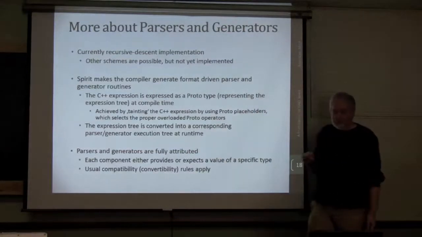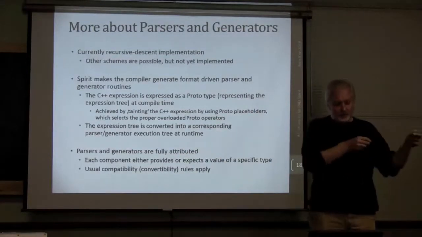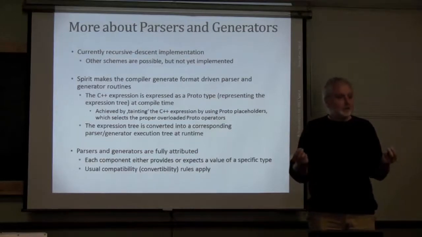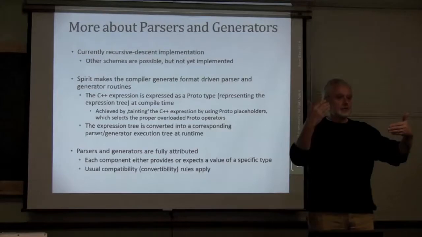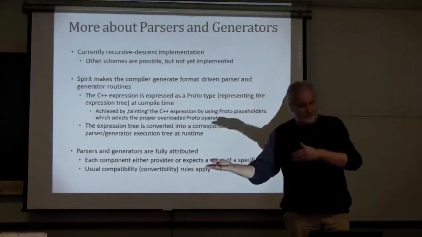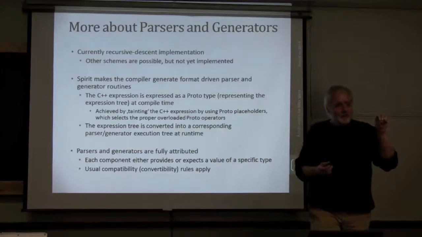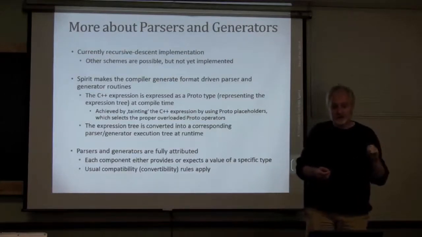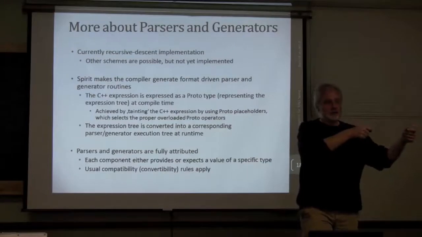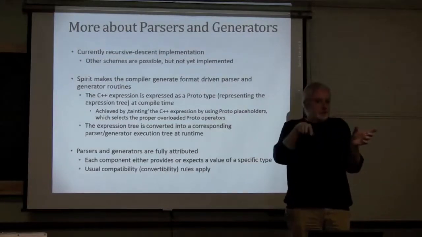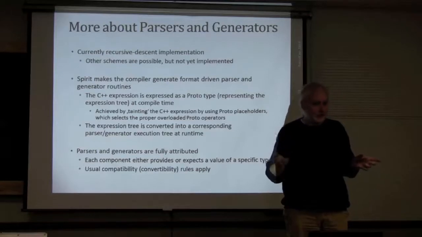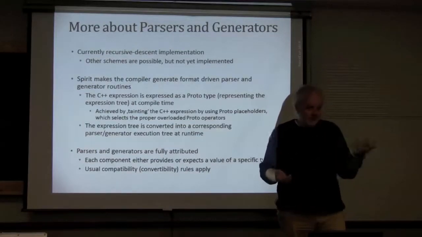Parsers and generators are fully attributed. That means that each of the components you use in your format description provides, for parsers, or expects, for generators, a value of a specific type. When you parse an integer, it provides you with an integer. When you parse a double, it provides you with a double. When you want to output a string, you use a string for that. Each component has a specific type which is defined by the component itself. Certainly the usual compatibility and convertibility rules of C++ apply. So when you have an integer parser, you can assign the result to a long, or you can assign the result to a short without the compiler complaining. Perhaps you get a warning because of truncation, but otherwise the same rules apply.